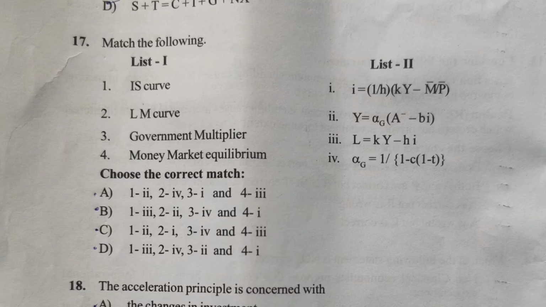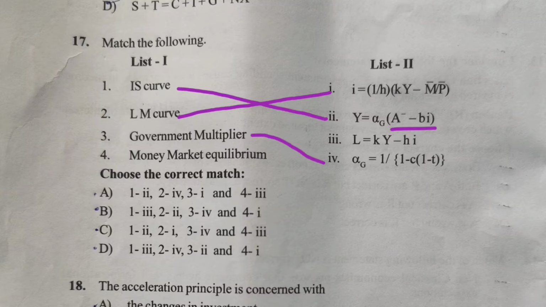Next we have to match these. Okay, so IS curve, LM curve. So here we have money supply M, so it will go here. IS curve, so here we have Y times the multiplier. A denotes the autonomous component, B times I, so I denotes the rate of interest, so it will go for this. Government multiplier, so alpha G is here.